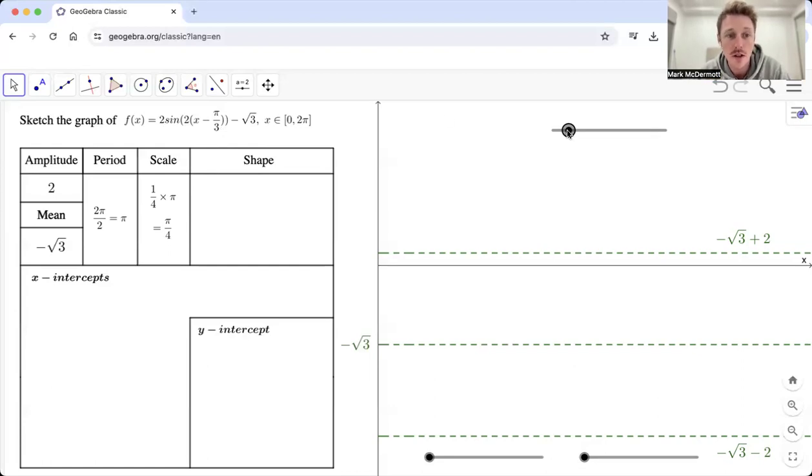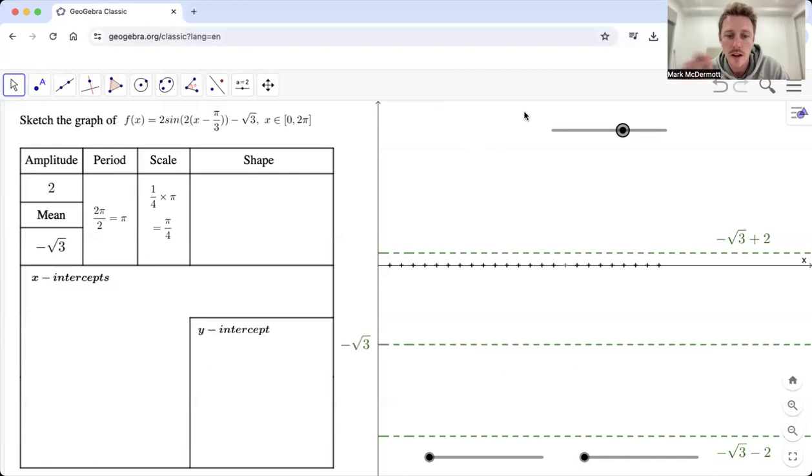So the next thing you're going to do there is, on your x-axis, you're going to put in the points pi on 12. So pi on 12, 2 pi on 12, 3 pi on 12, 4 pi, 5 pi on 12, 6 pi on 12, 7 pi, and so on, all the way up to 24 pi on 12, which is 2 pi, because that's our endpoint.